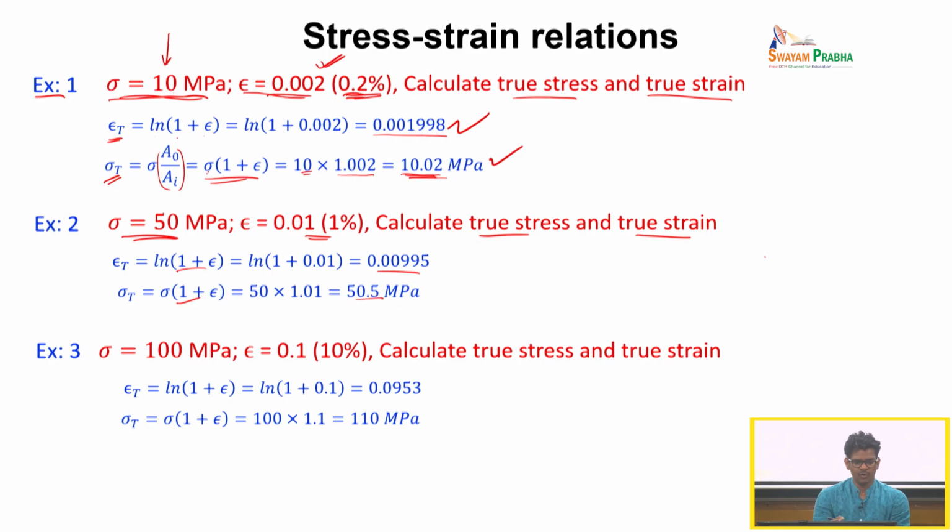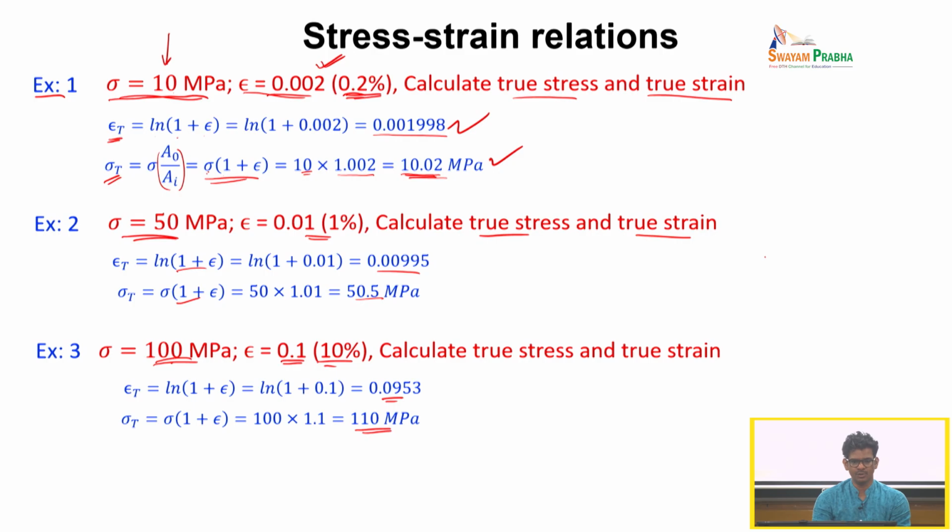It becomes more important when you go to a very high strain like 10%. For a material having 100 megapascal at a very high strain like 10%, you see that the true strain and engineering strain are a little bit different, but the difference between the stresses is larger. The engineering stress and true stress are quite different.